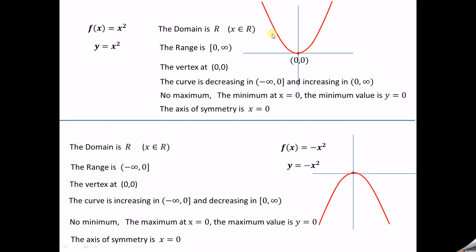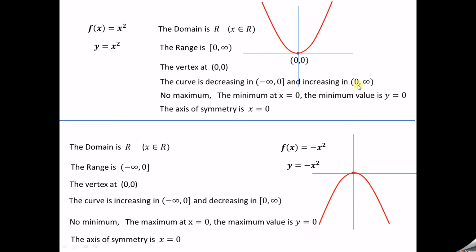Therefore, we can say the curve is decreasing in the interval minus infinity to 0, closed at 0. So these are the x values for which the curve is decreasing. Curve means y. Y is decreasing for these x values from minus infinity to 0. And the curve is increasing in which interval? When x is going from 0 to plus infinity.